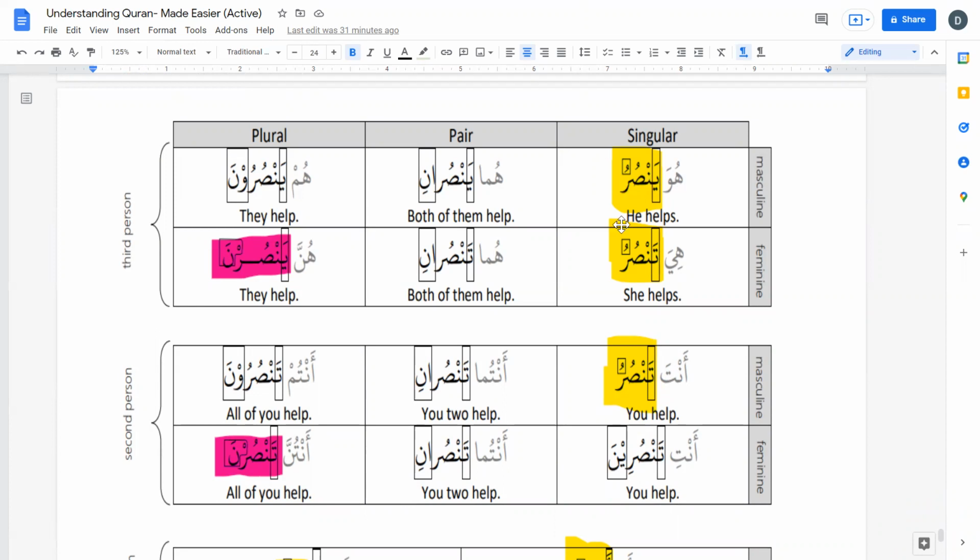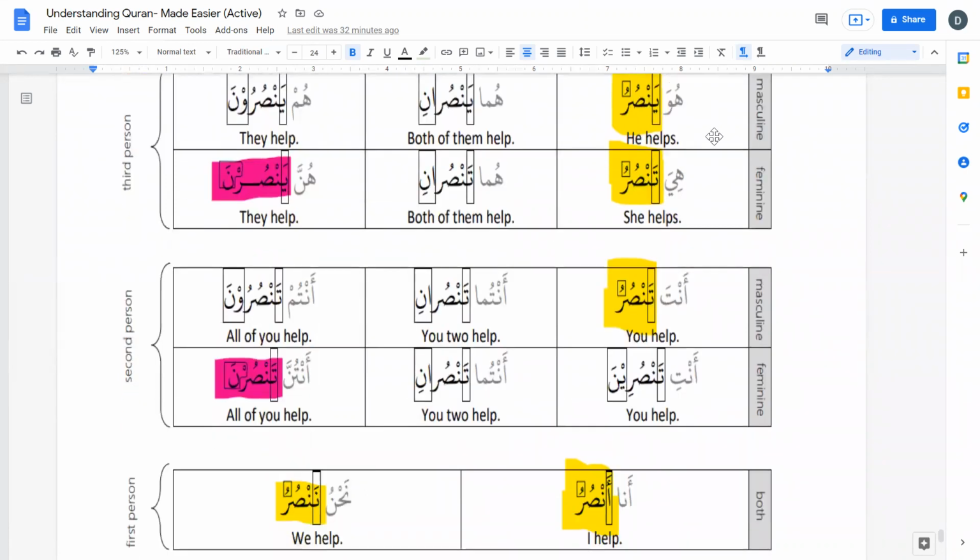Remember the five afalul arba, which are actually five in number, because tansuru comes two times. So these end in dhamma. So huwa yansuru, hiya tansuru, anta tansuru, ana ansuru, nahnu nansuru. Okay, and then we have these known ones, afalul arba.